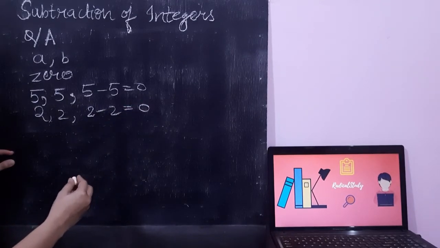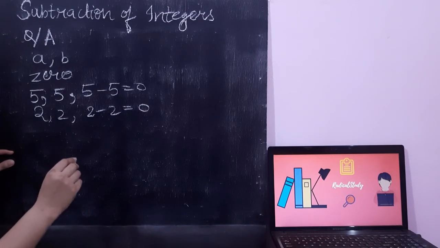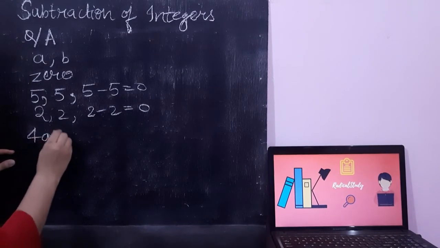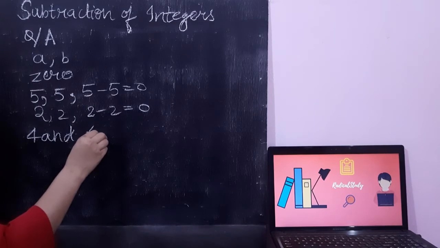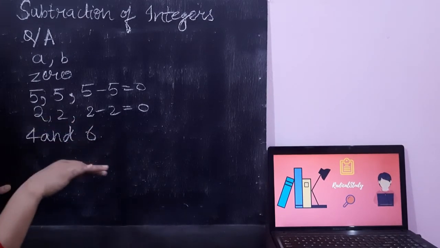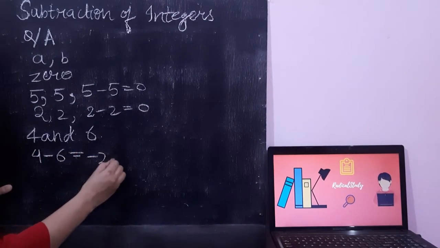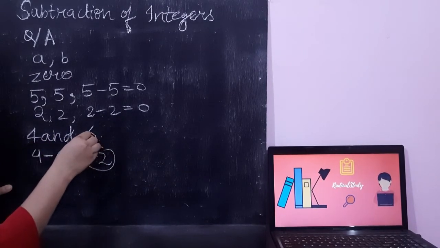Now the second example which I want to take is, write a pair of integers whose difference is smaller than both the integers. Okay, students. So consider two integers 4 and 6. When we subtract them, the answer should be smaller than both integers. So when you subtract 4 minus 6, it will give you minus 2, which is a negative integer and it is smaller than both of these integers.